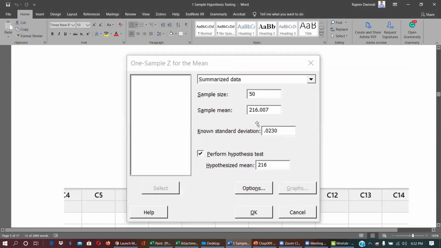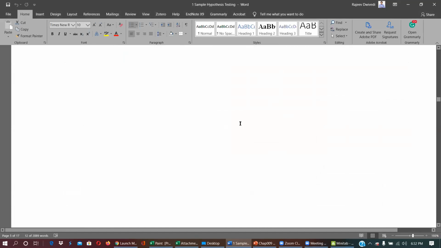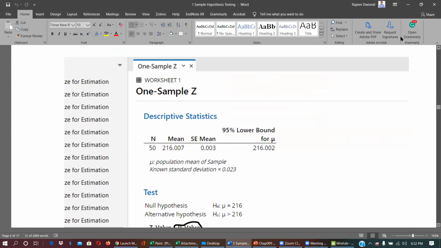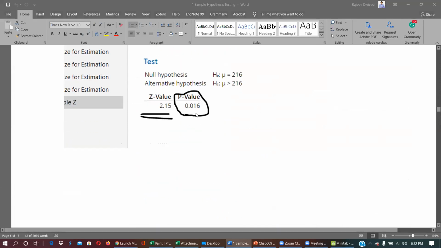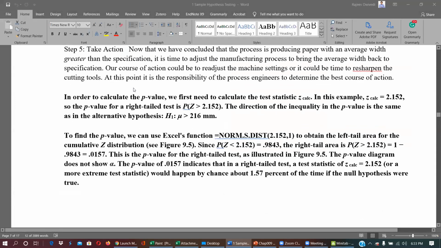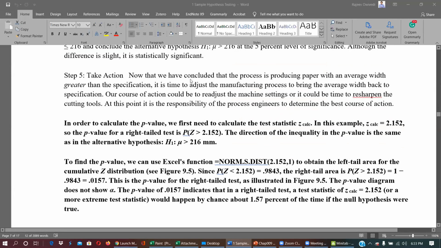Here you can see I put these values right here. So the p-value is 1.6%. Make the decision that the test statistic falls in the right rejection region. So we reject the null hypothesis and conclude the alternative hypothesis at the 5% level of significance. So the action: we have concluded that the process is producing paper with an average width greater than specification.